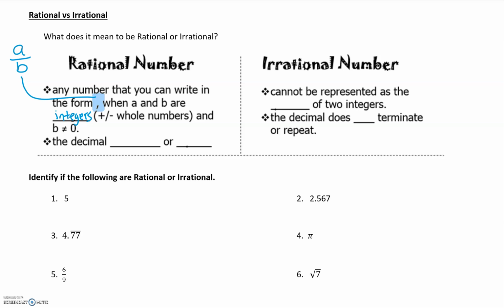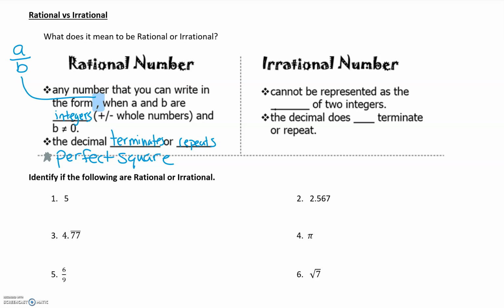It also can be a decimal that terminates or repeats. And then there's one more that we're going to add to this: perfect squares. Because we were talking about radical numbers, it's good to know about perfect squares. So let's give some examples of each one of these.